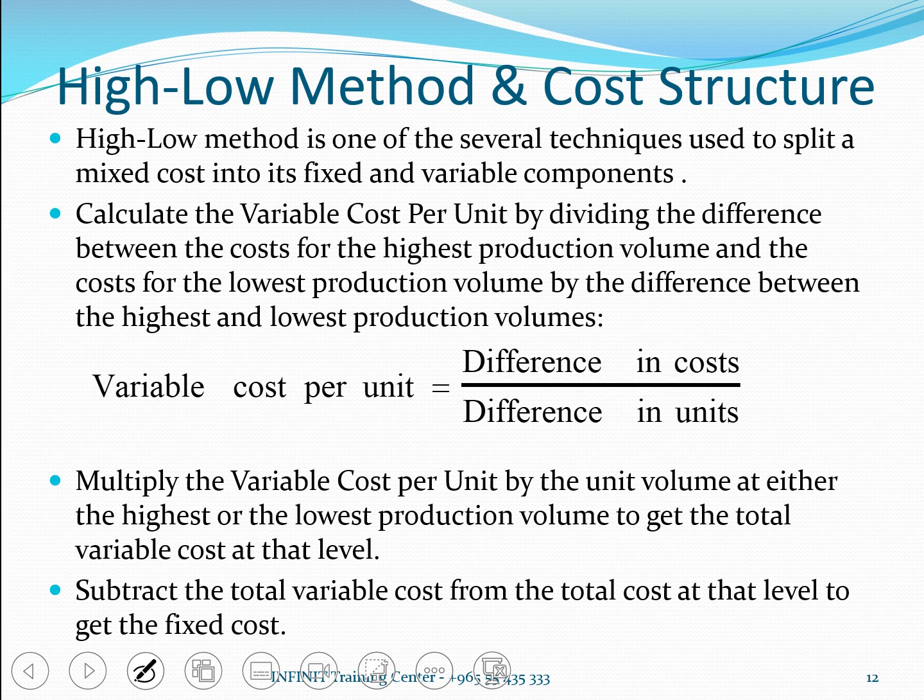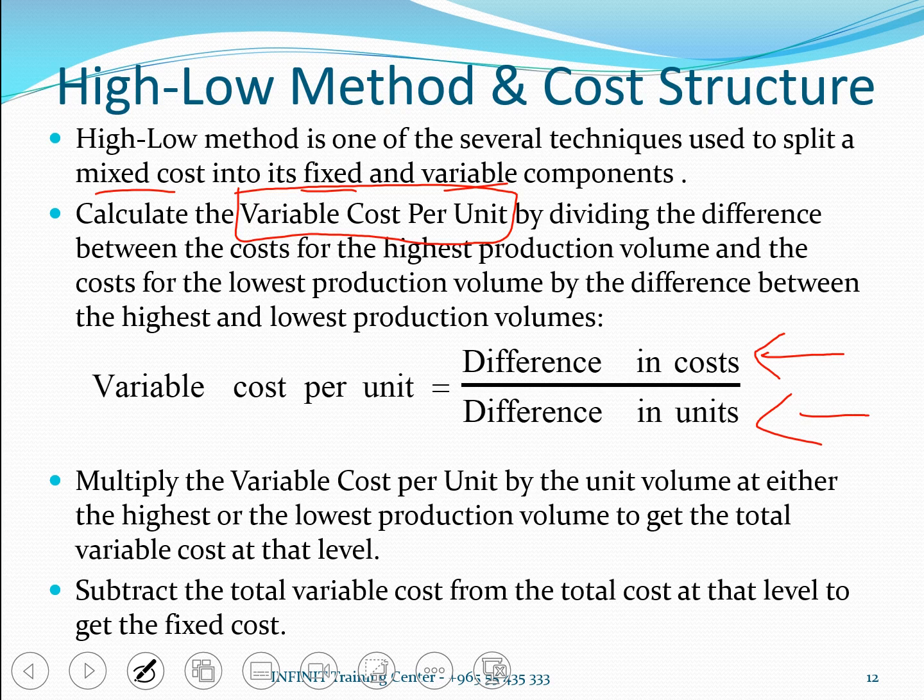So high-low method is one of the several techniques used to split mixed cost into fixed and variable cost. So the high-low method you will be using to find out what is your fixed cost and variable cost in your total cost. So what we have to do is, first we have to find out variable cost per unit. How will you find this out? We will see what is the difference in cost when the production is increased and how many units increased. So variable cost per unit is going to be difference in cost divided by difference in units. So you will get variable cost per unit.